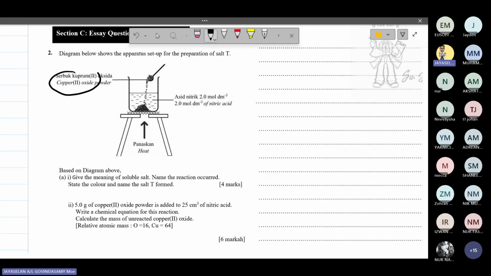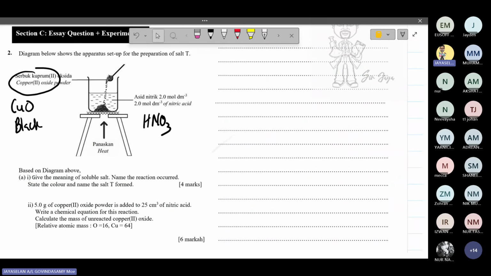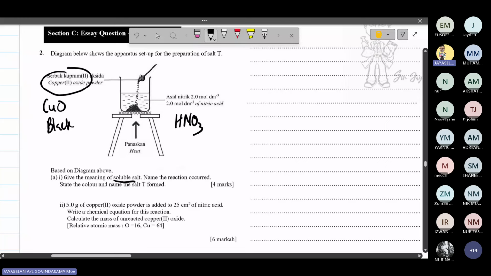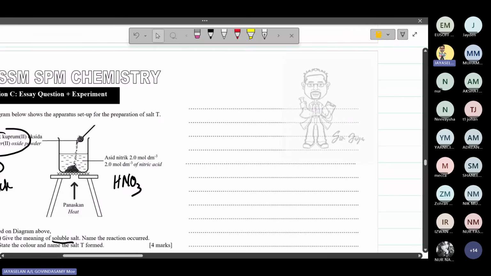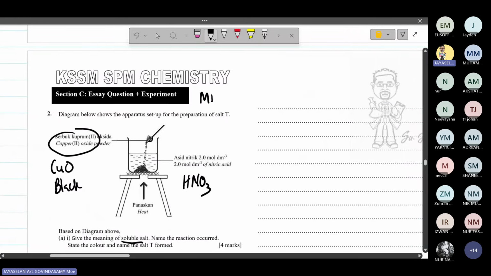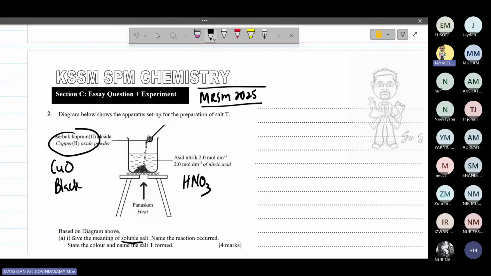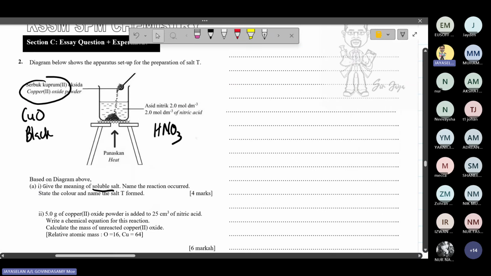Okay, copper(II) oxide, CuO, black color. So write here black color. Okay, nitric acid, formula HNO3. Okay, state the meaning of soluble salt. It says not salt, it is the meaning of soluble salt. Okay, so I put here, this is a question from the MRSM 2025 trial paper. If you don't believe it, go open the MRSM 2025 paper. I think it is 25 or 24. Okay? So, they are soluble salt.